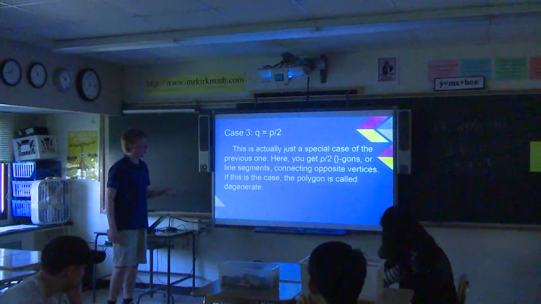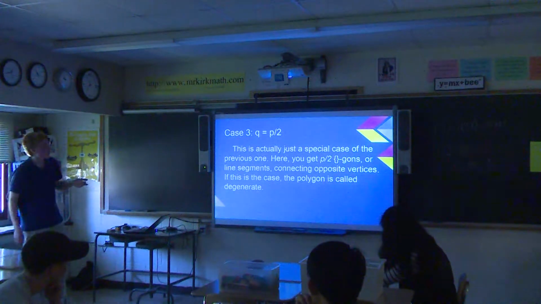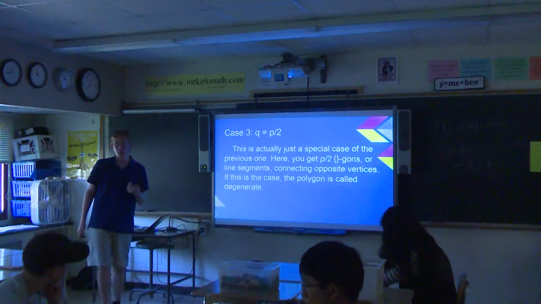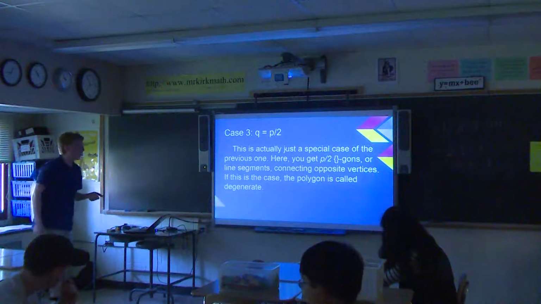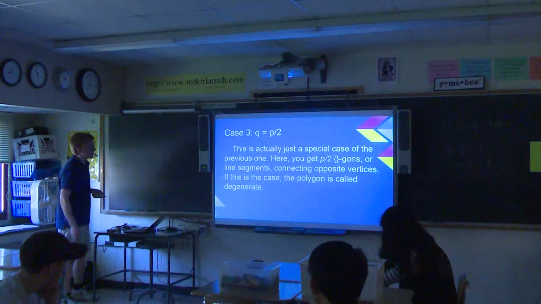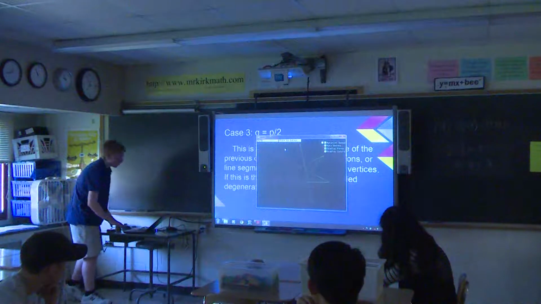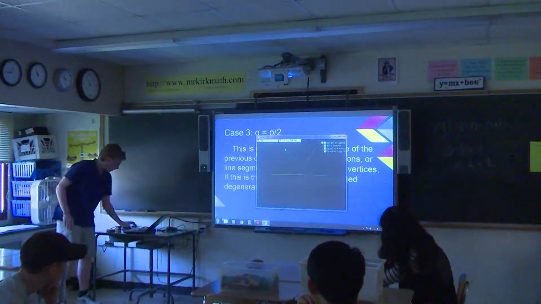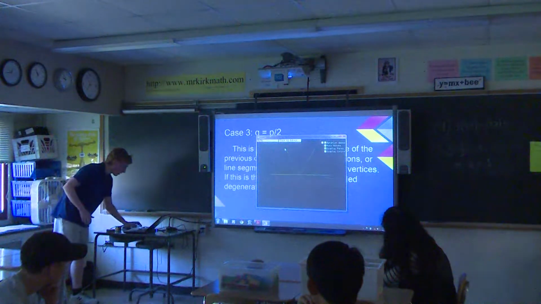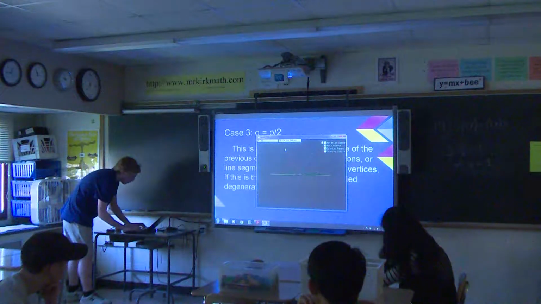And so the last case, Q is equal to P/2. This is just, again, a special case where your greatest common factor is P/2. What's going to happen is, when you factor that out, you're going to get P/2 2 gons. And remember that 2 gon is effectively nothing. So you're just going to get P/2 empty set gons, or line segments, connecting the opposite vertices. And so in that case, if we do 6/3, 3 is exactly half of 6, so we're going to get 3 line segments. And this is called the degenerate case. And here in the colors, you can see each of the 3 different line segments.